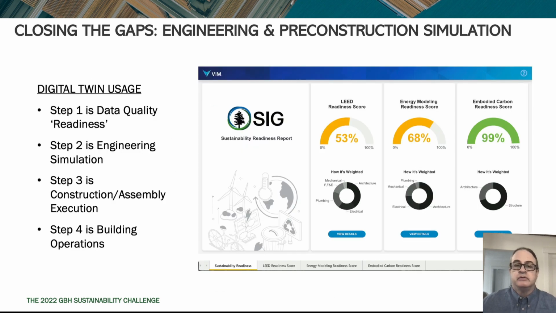So we've shown you, for instance, how you can start to close the gap by using this tool that Joel and I discussed yesterday, the sustainability readiness reporting that you can get from your BIM data on your project. And this is how you get to what I would describe as an escalation model for applying digital twins on a project. The first step of digital twin usage is data quality readiness. If you don't have the data that's needed to actually make a useful digital twin, you have to understand where the gaps are and get the data in there. Otherwise, you don't have a digital twin. You just have a bunch of garbage. It's garbage in, garbage out.